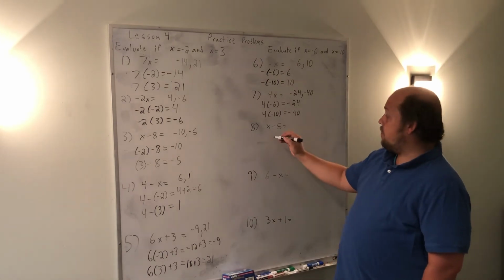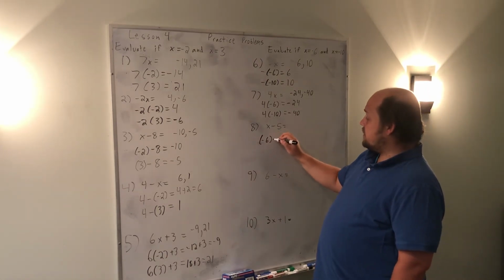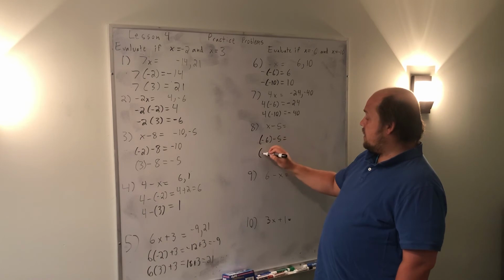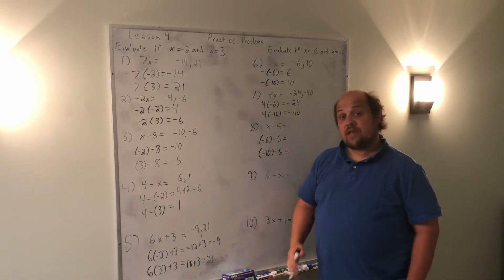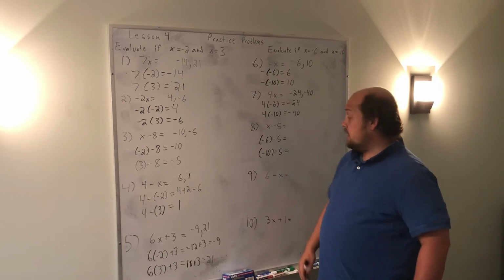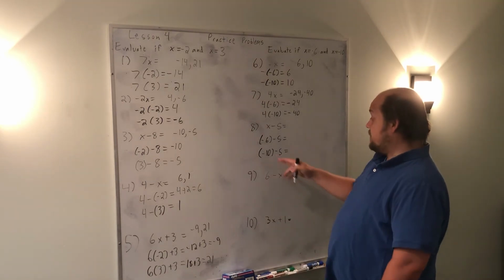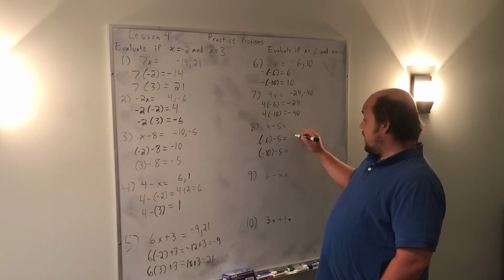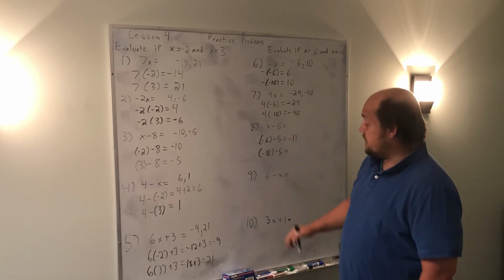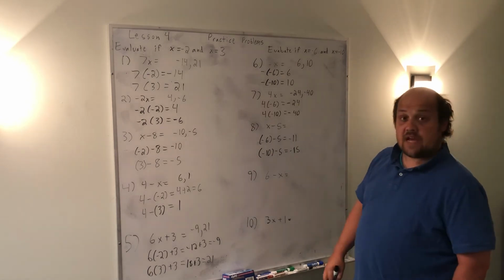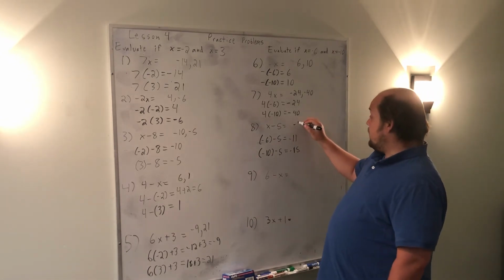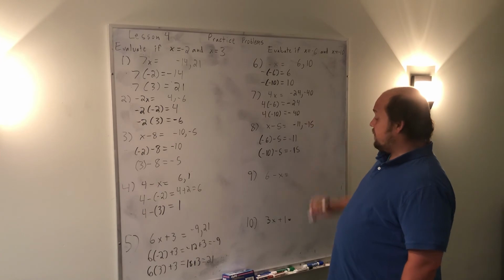When I plug in for x in the next one, it's -6 minus 5, and -10 minus 5. In each case, we're really combining two negative numbers. In that case, we add them and keep the negative sign. 6 and 5 combine to give me 11, keep the negative sign. 10 and 5 combine to give me 15, keep the negative sign. So my final answer is -11, comma -15.